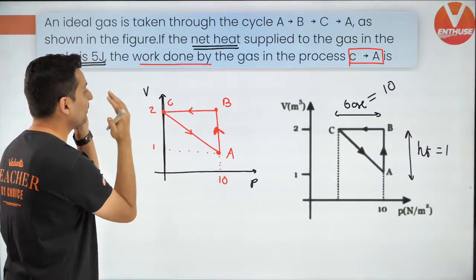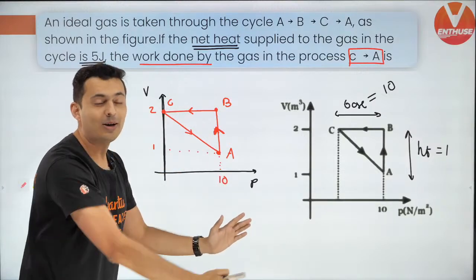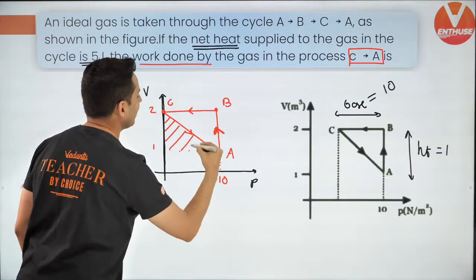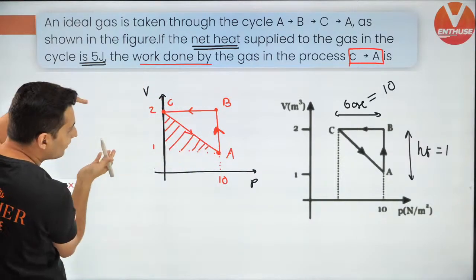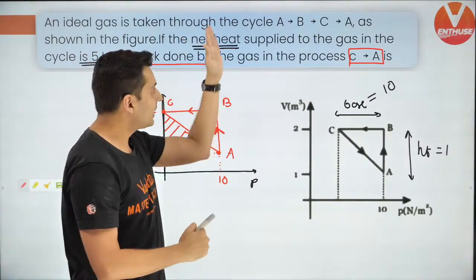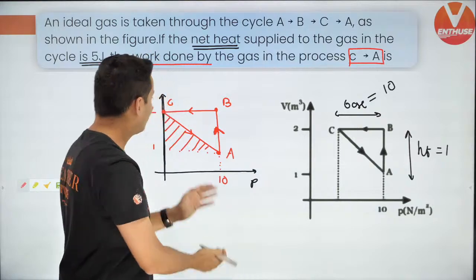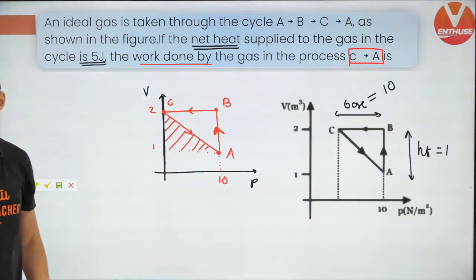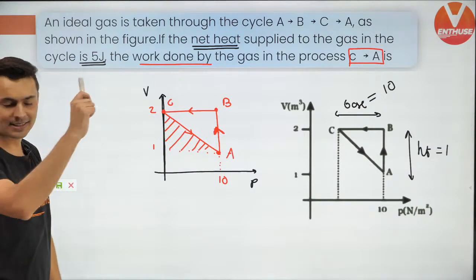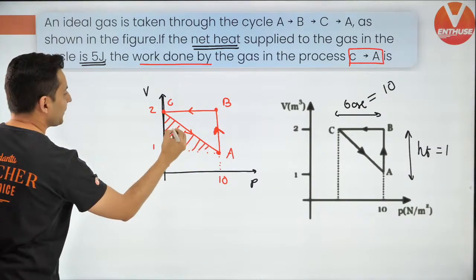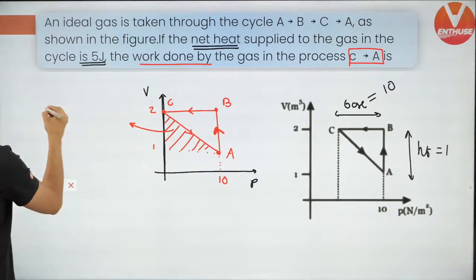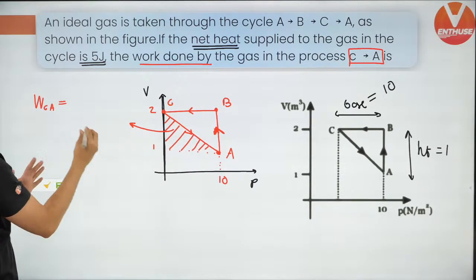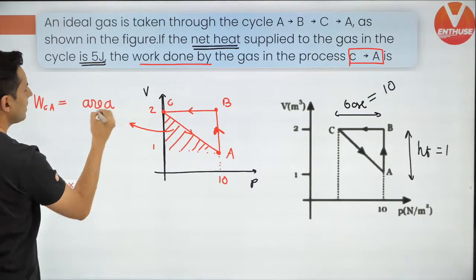Why? Because this is not pressure versus volume. This is volume versus pressure. So the area that you have to worry about is this area. Normally it is pressure versus volume, so you take this area under the graph. This is volume versus pressure, so you have to take this area. That's the catch. I hope this is clear. Now think about it. What is this area? Because that is the work done from C to A.